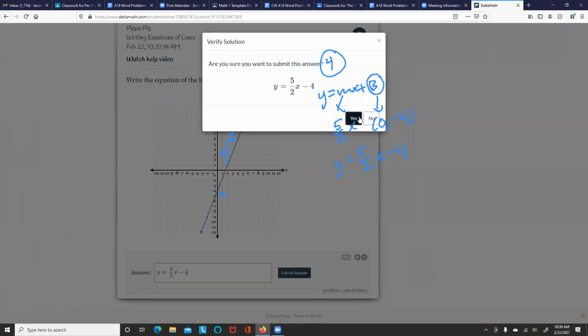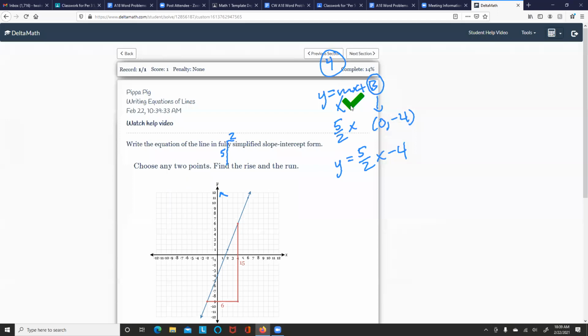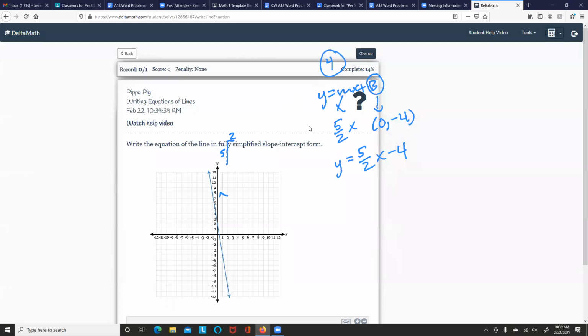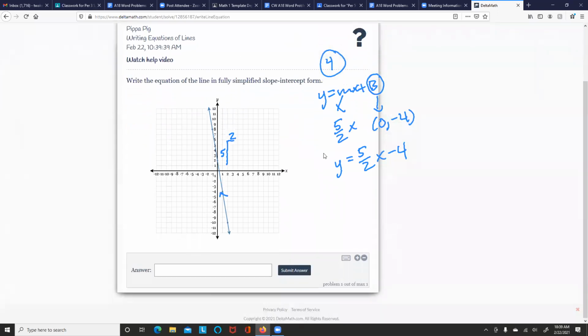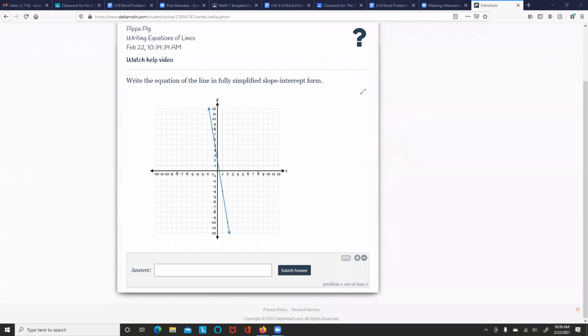Okay, yes, I want to submit it. Check mark, yay. Now your turn. So you do the next one. Here's your problem. Write the equation of the line, and there's your line. I will erase my work. You should be looking at your computer. Write the equation down. Write y equals mx plus b. Identify what the slope is. Identify what the y-intercept is. And that's your work.